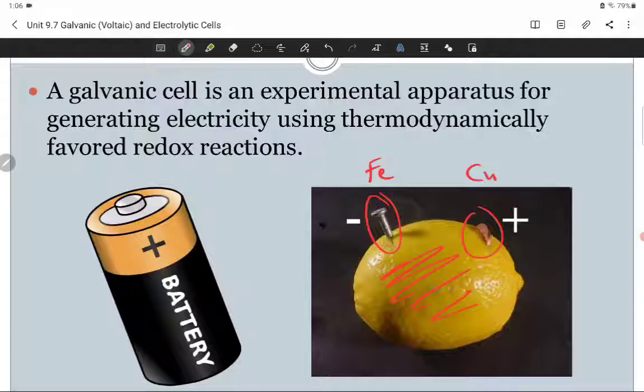No, there's not iron ions and copper ions, but you can still make a type of a battery, we'll call it, but a galvanic cell in there. Of course, you can go buy AA, AAA, 9 volt, so forth batteries, and inside of those are galvanic cells. But they are thermodynamically favored reactions, and they're going to generate electricity by the movement of electrons.